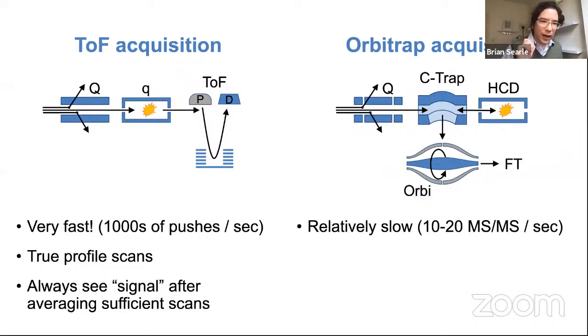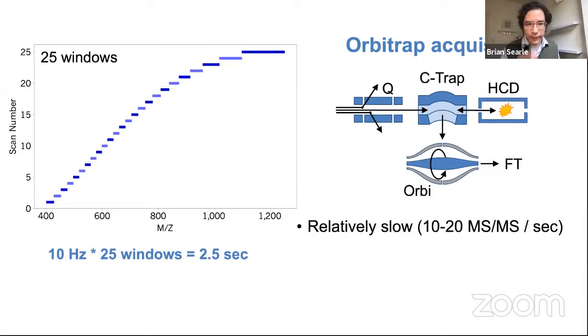Okay, so that said, there are very different constraints when you're thinking about this with an Orbitrap. If you're analyzing data with an Orbitrap and trying to do DIA, you end up with a relatively slow mass measuring device. So instead of being able to analyze thousands and thousands of scans per second, you're only analyzing maybe 10 to 20 scans per second.